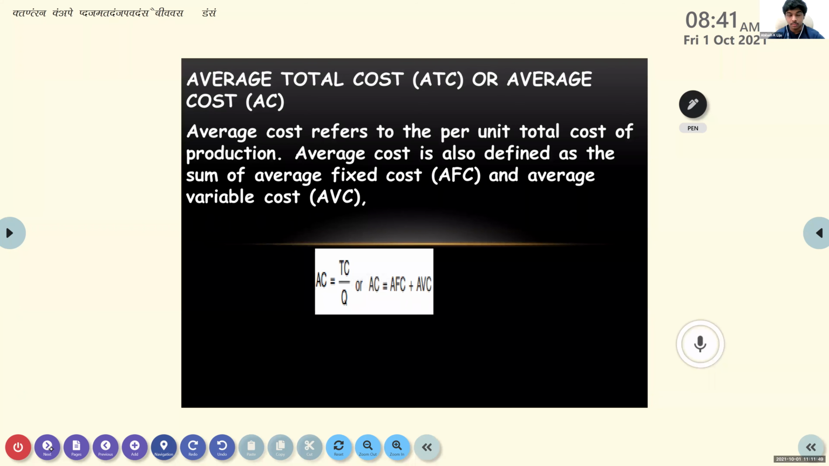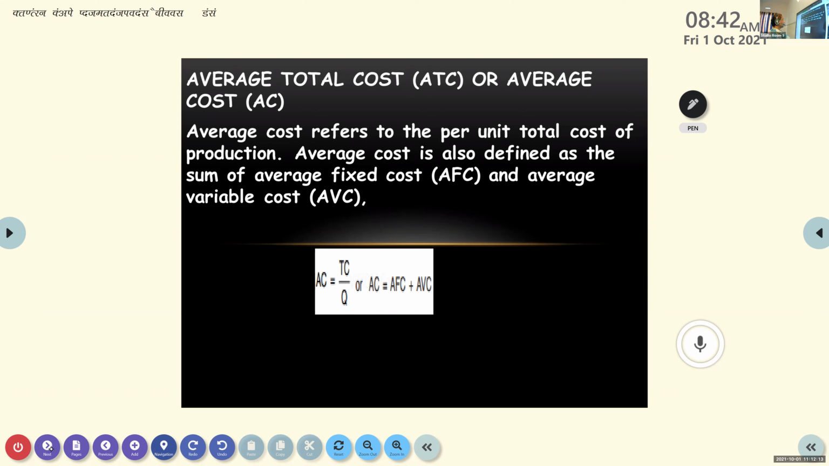And since more input is employed during the initial stage, what is the speciality of the input? Both the inputs are employed. Their efficiency will be more in the beginning. Because of that reason, the output will be very high.